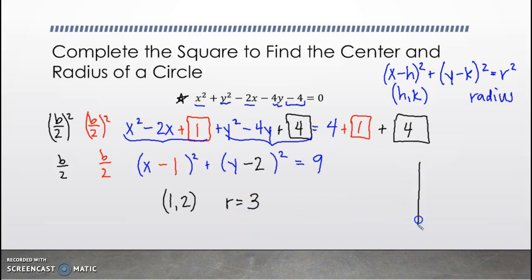If I wanted to graph that circle, I would go to (1, 2). And then I would go up 3, down 3, left 3, and right 3. And connect my points. And there's my circle.